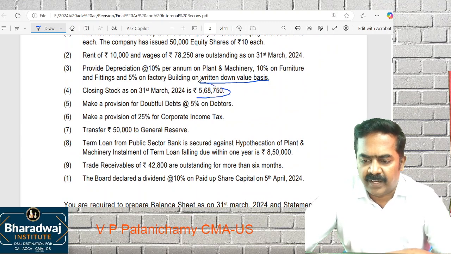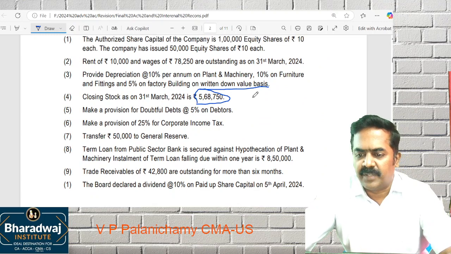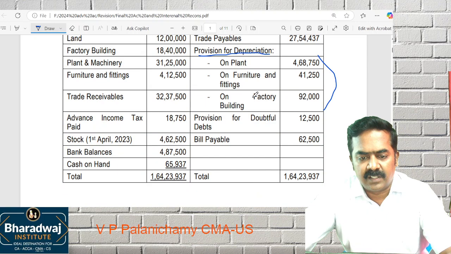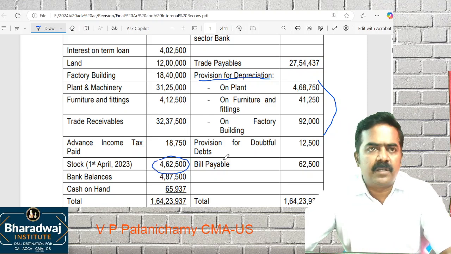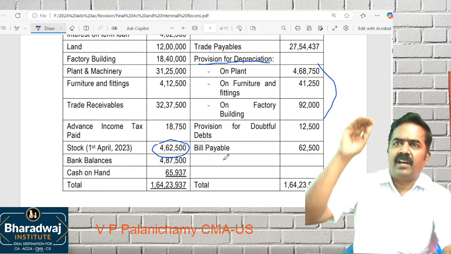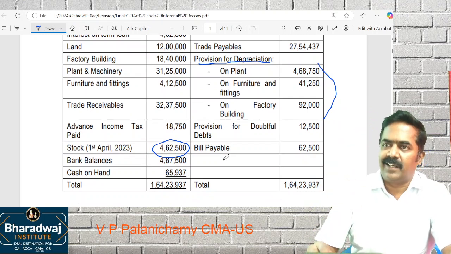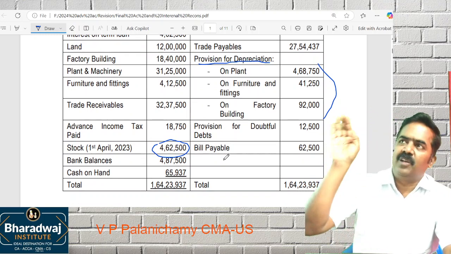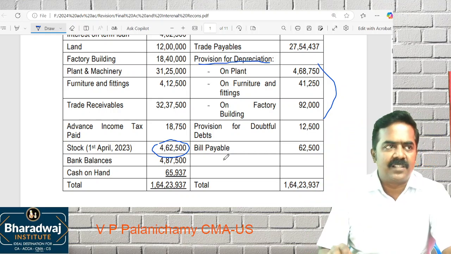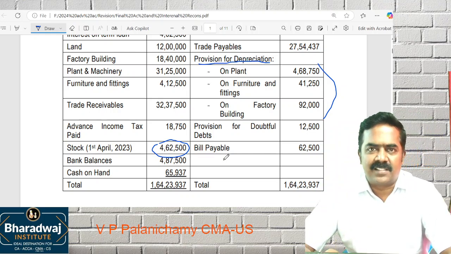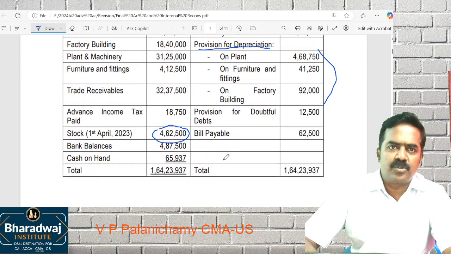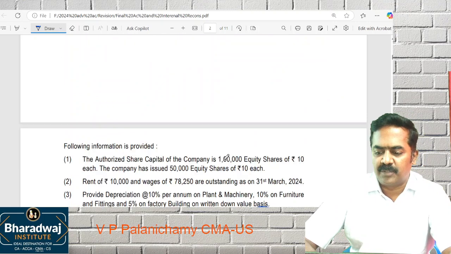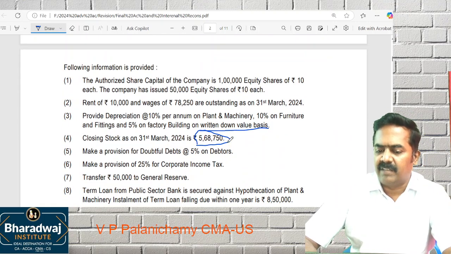Closing stock, 5,68,750. What was the opening stock given in the question? 4,62,500. Change in inventory we will report in P&L account. If the inventory value decreases, we consumed it, so it will be taken like an expense. If inventory value was 10 lakhs, reduced to 4 lakhs, now we consumed. We'll charge it as an expense. If the inventory value increases, that part of inventory is not consumed, so we'll reduce it from purchases. Here, inventory value increased.